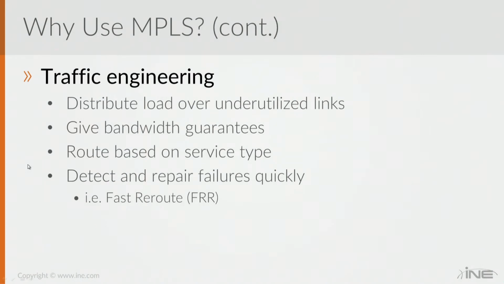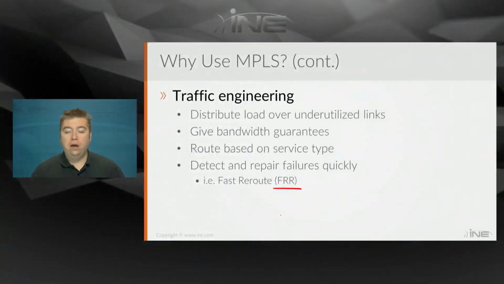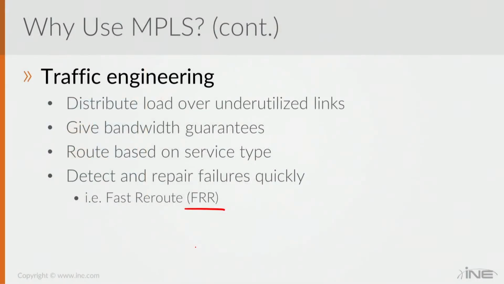So we can give bandwidth guarantees to the application, and we can do routing based on the service type. One of the very important features is MPLS TE Fast Reroute, or FRR, which allows us to pre-calculate backup paths in the network, very similar to the OSPF loop-free alternate or the BGP prefix independent convergence features. The idea is that we say, this is my primary path, this is my backup path, and if the primary path fails, we can automatically switch over to the backup path with a very small hit in the data plane, in terms of something like a 50 millisecond failover time.